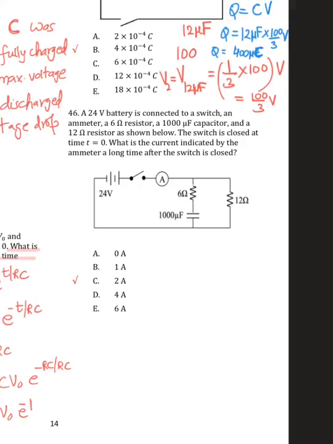Okay, so here it's telling us to find the current indicated by the ammeter after a long time. After a long time, we know that the capacitor is fully charged, so there will be no current in the branch where the capacitor is present. So we are left with only 12 ohms. So I is equal to V over R, that is 24 over 12, and that's going to be 2 ampere.